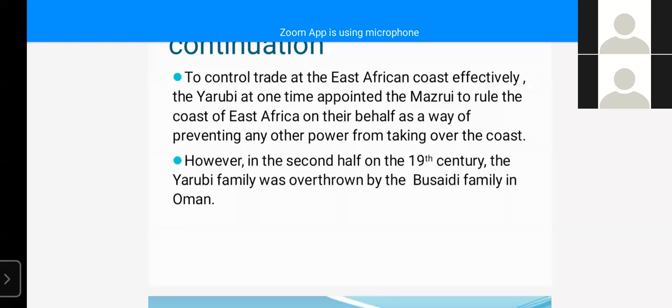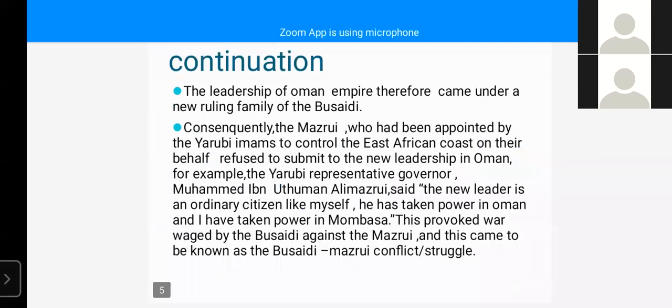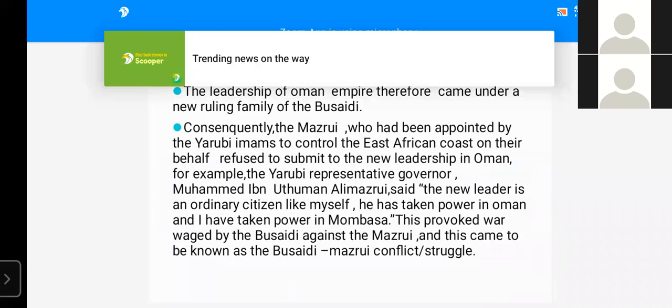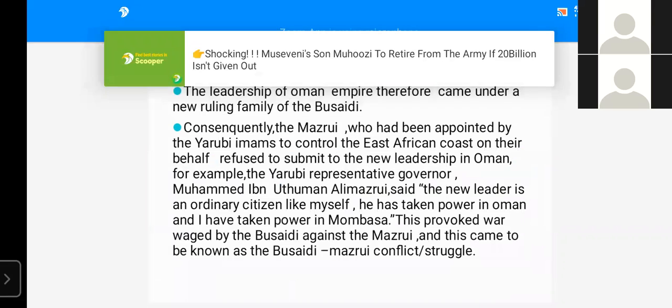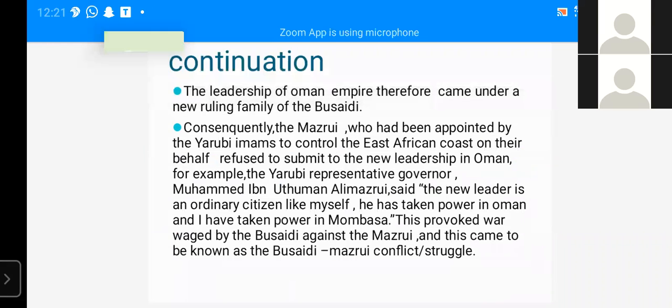However, as time went on, in the second half of the 19th century, the Yarubi family had conflict and it was overthrown by the Busaidi family in Oman. Let's not forget, we are talking about Oman leadership, and we have it extend. When we are discussing Oman, we are focused on that great empire that would stretch as far as the Far East. So the two families that were in leadership, each would lead at a given time.